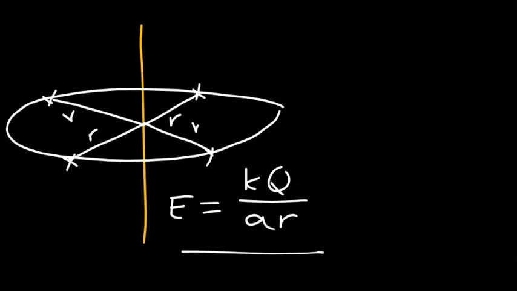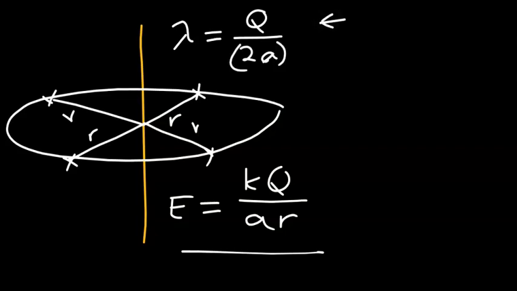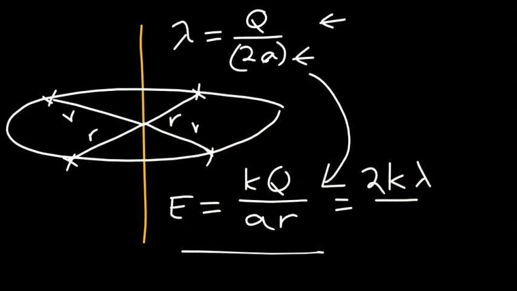In writing this result, it's usual to write it in terms of linear charge density, which in this case is the total charge capital Q over the length of the line charge. Using this, we can write the result in terms of lambda as quite simply 2 k lambda over r. And that solves the problem.